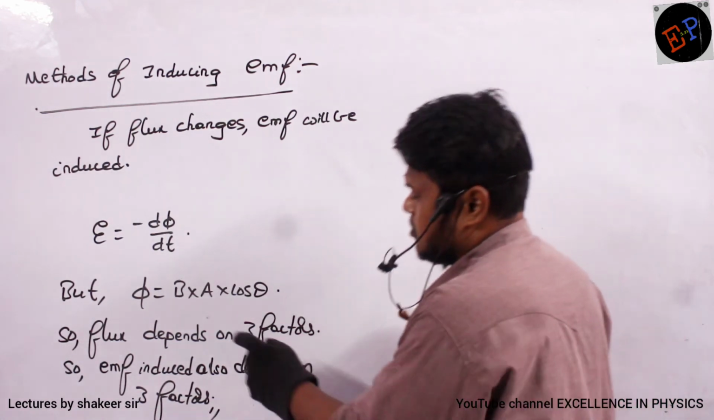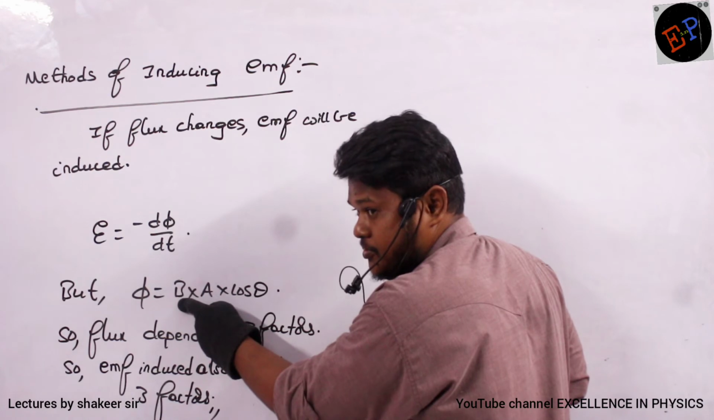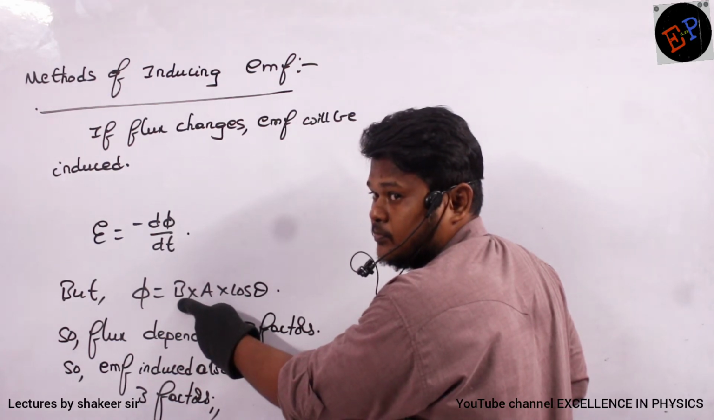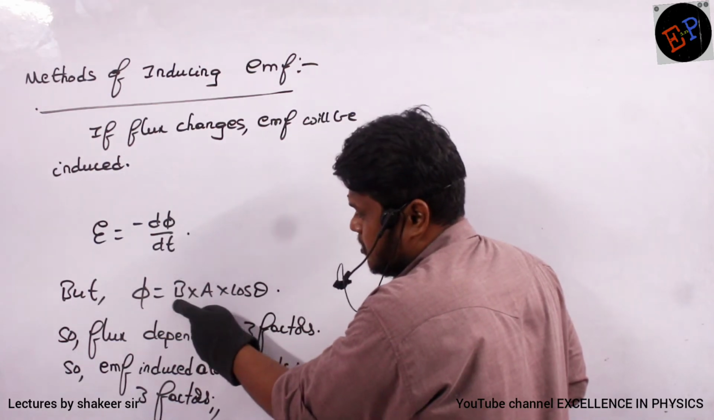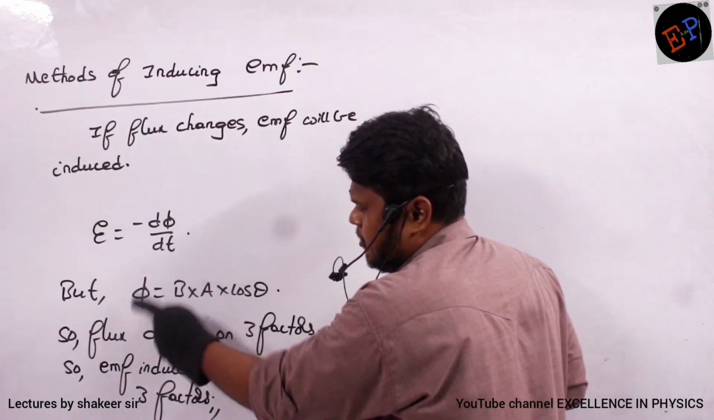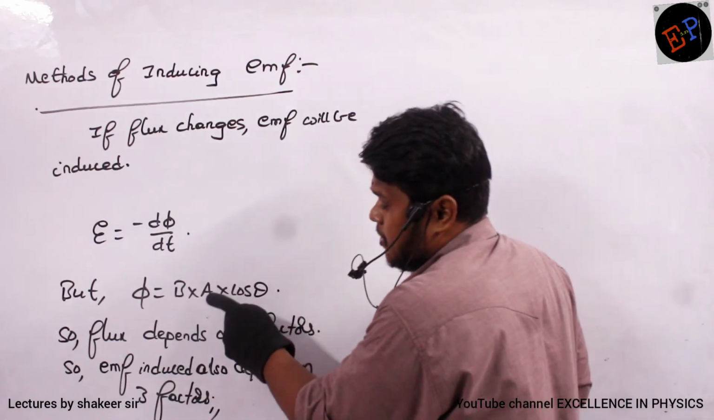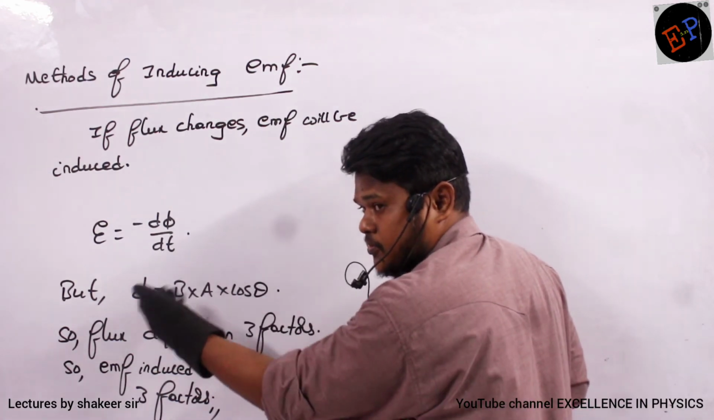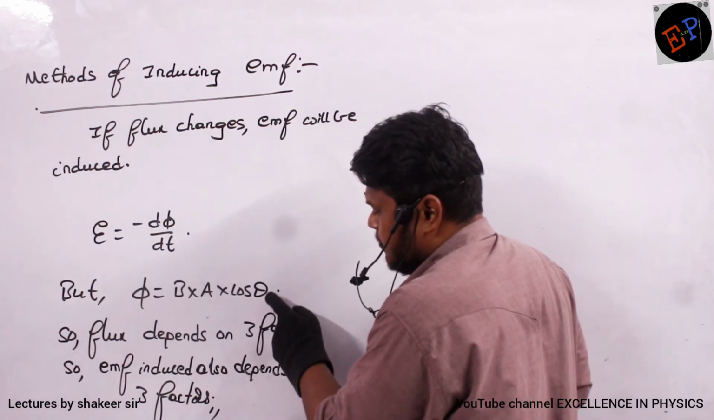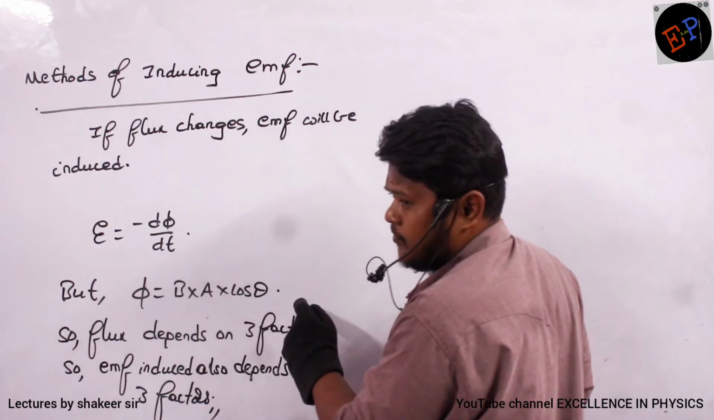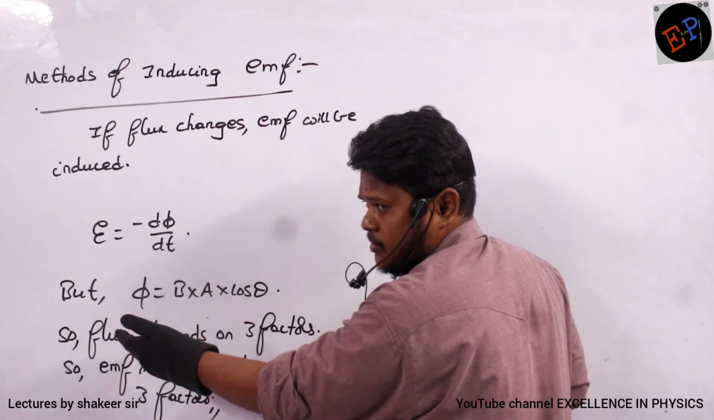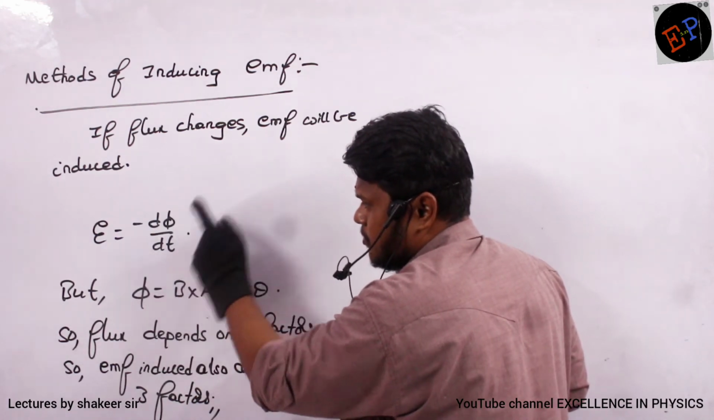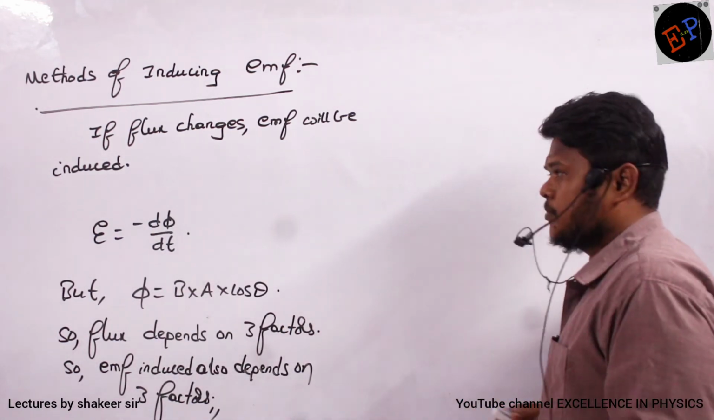See, if the strength of magnetic field changes, definitely flux will change. If the area of the coil changes, then also flux will change. Similarly, if the angle between magnetic field and area vector changes, then also flux will change. And if flux changes, EMF will change. That's all. Are you able to understand?